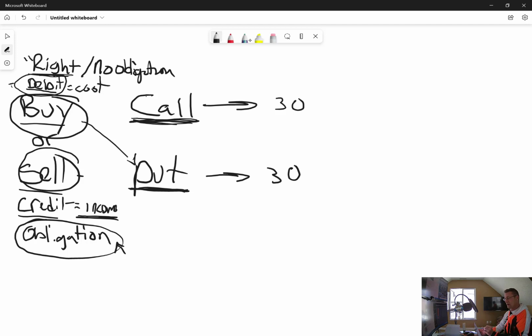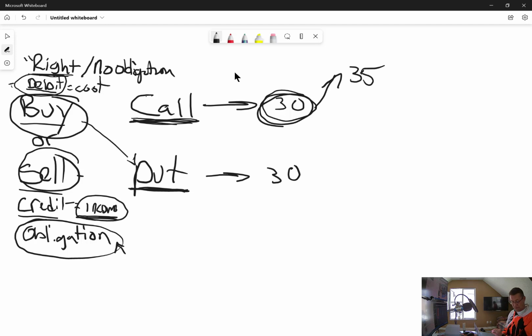And so if the stock were to say go to 35, right, we would be short the stock. We would be assigned short shares at $30 a share, but the stock is trading at 35. So obviously when you short stock, you want it to go down, not up. And so that would cost us $5 minus the income, minus the credit that we received on the trade.